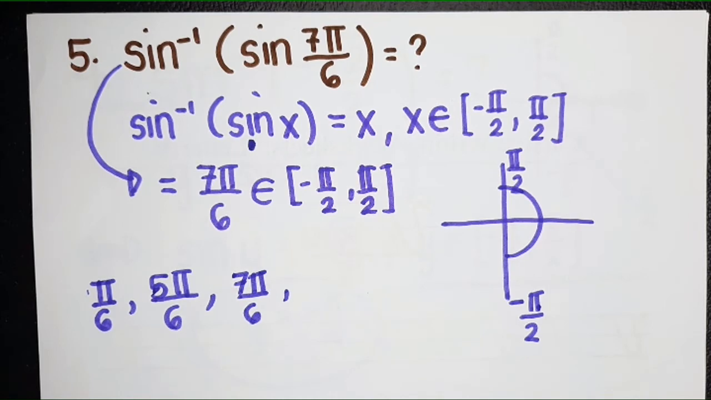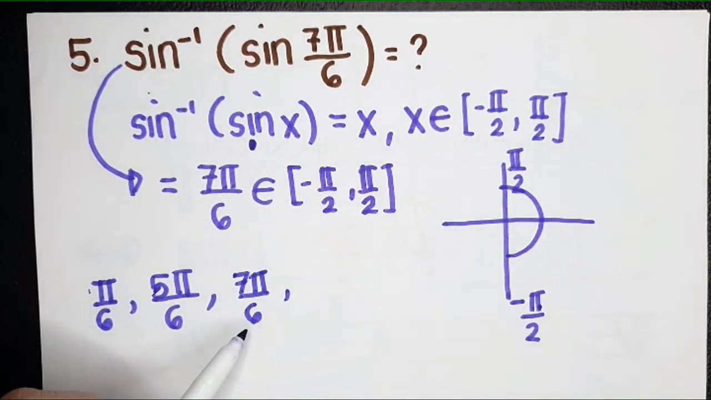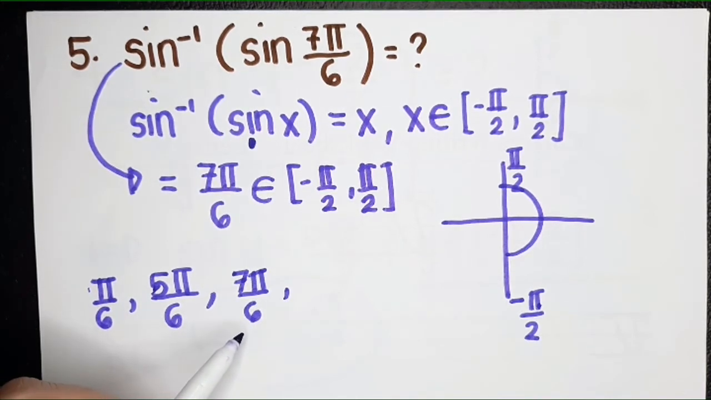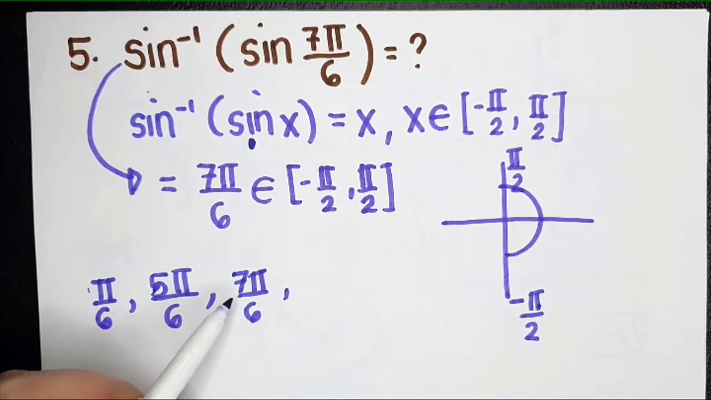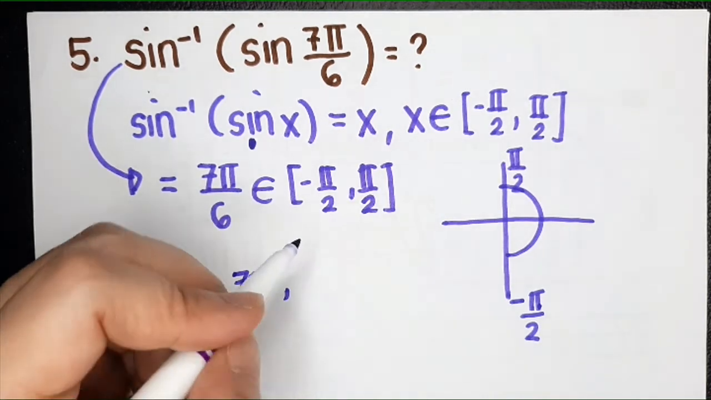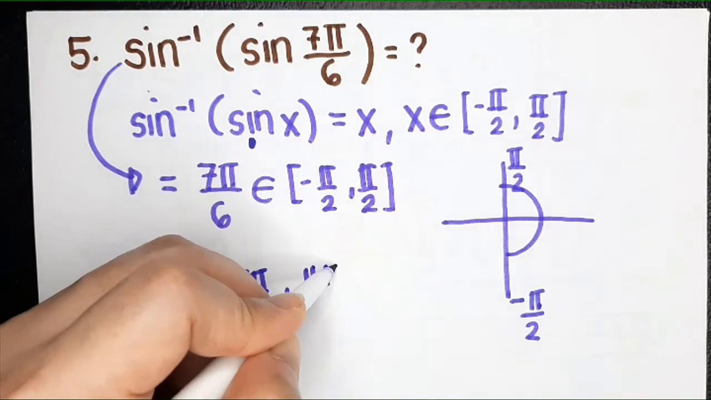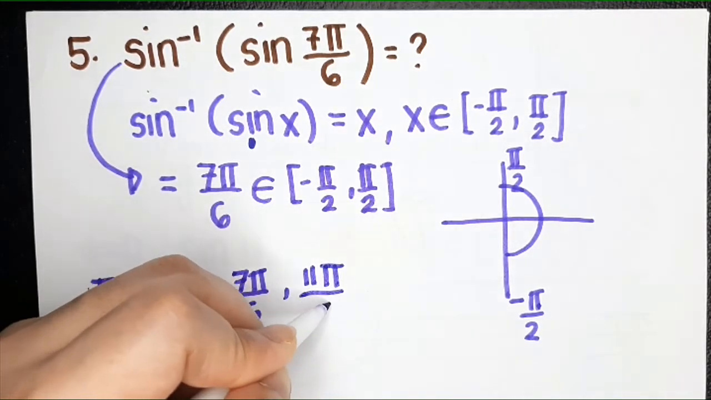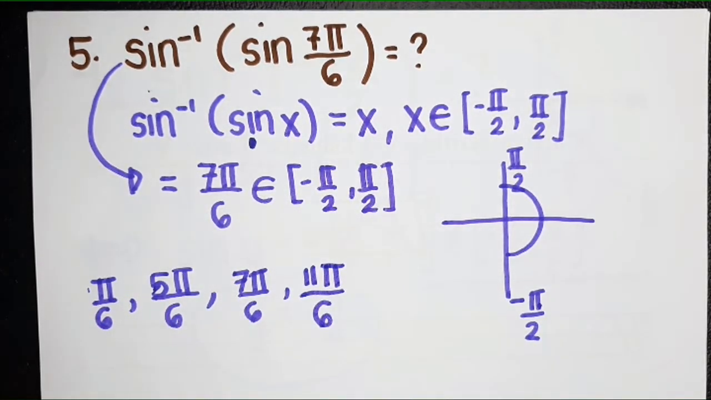Pwede ba ang 8? No, magka-cancel with 6. May common factor. Pwede ba ang 9? No, magka-cancel ulit sa 6. 9 over 6, di ba? Pwede ba ang 10? No, may magka-cancel na naman sa 6. 10 over 6, di ba? Magka-cancel. Ang sunod na number na walang magka-cancel with 6 is 11. So, we have 11 pi over 6.